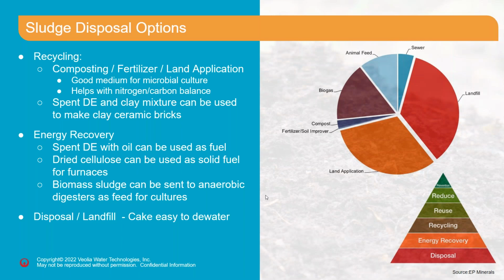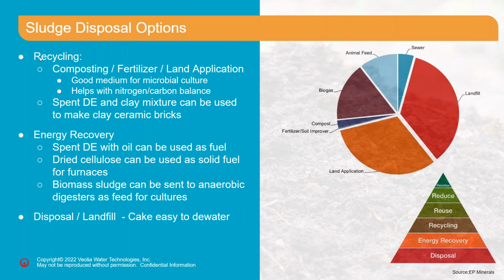One of the concerns that clients usually have is what to do with the sludge or cake that is removed from the Precoat filters. And the sludge options typically depend on the location of where the plant is, as well as the composition of the solids that were removed from the filters. These are some of the options that you can have for the sludge disposal.